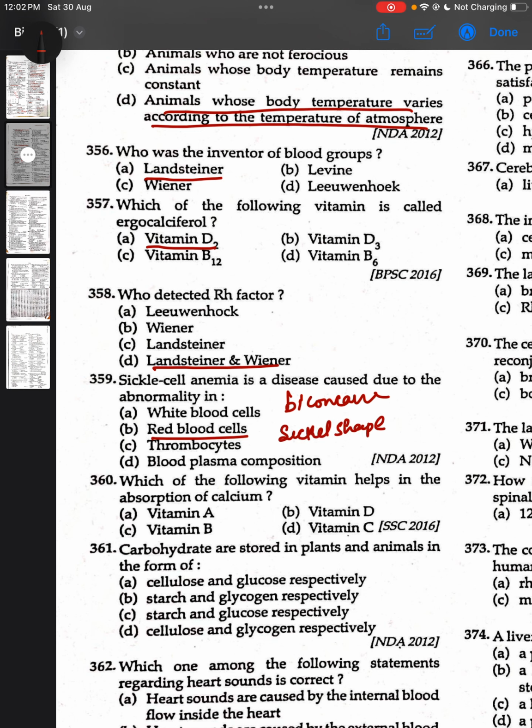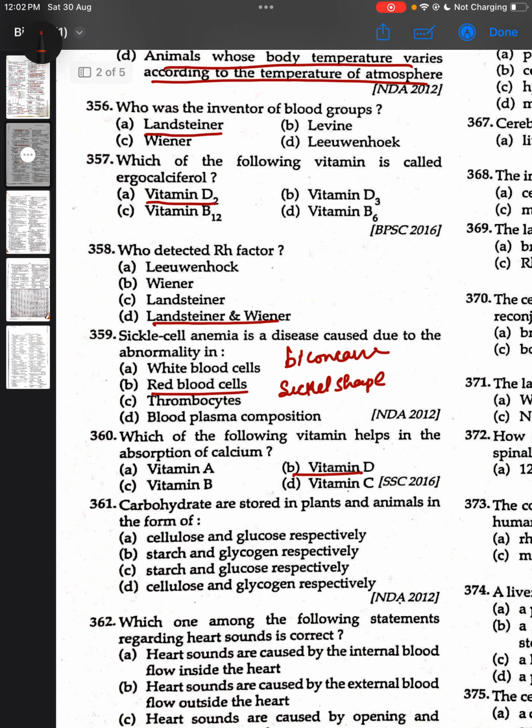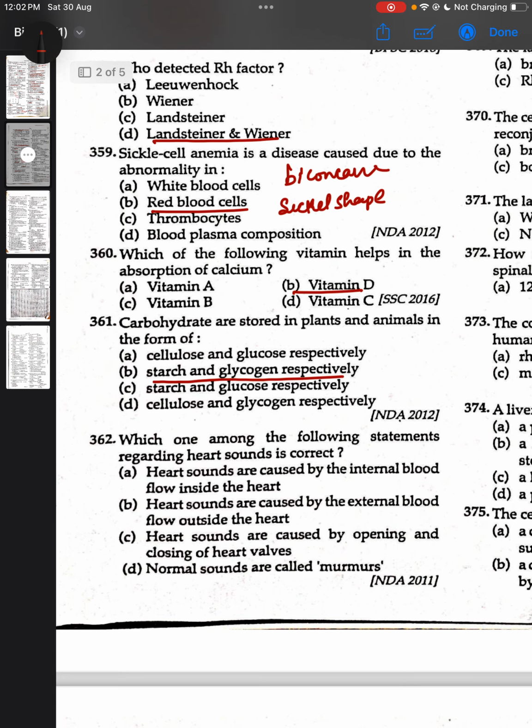Which of the following vitamin help in the absorption of calcium? Vitamin D. Carbohydrates are stored in plant and animal in the form of starch in plant and glycogen in animals. Which one of the following statement regarding heart sound is correct? Heart sound are caused by opening and closing of heart valves. It produces the sound of lub and dub.